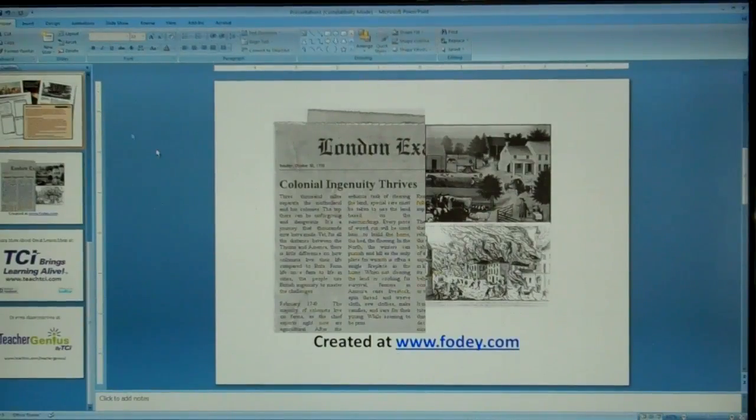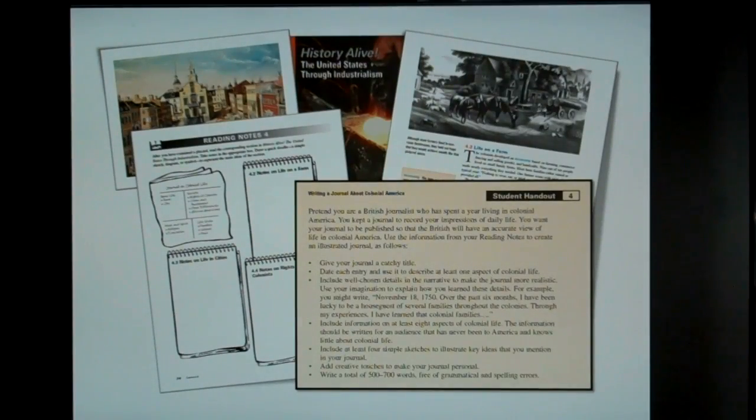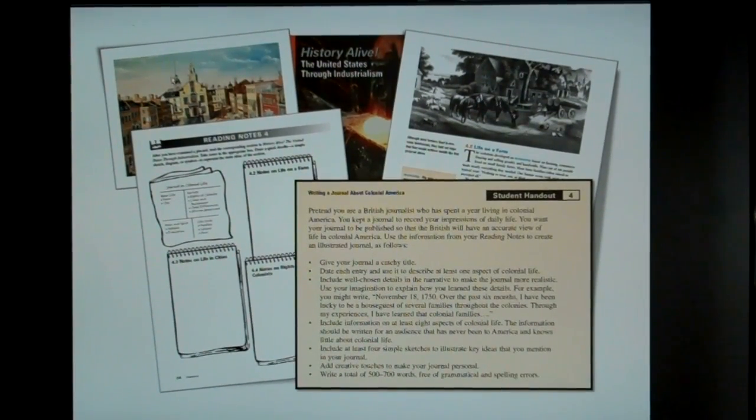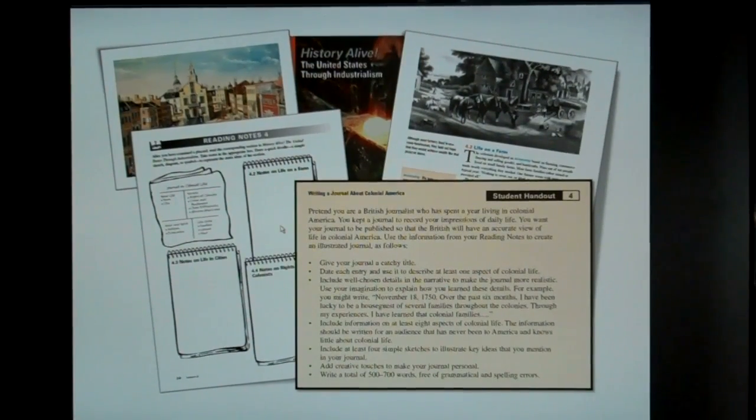In our program, History Alive, the United States Through Industrialism, we challenged the students to pretend as if they were a British journalist traveling the colonies to learn about life in North America. And they are given a series of placards that are like this up here that they analyze, and they'll read a section of text, and they'll jot down some notes, things that they will use later on in an article that they would be writing for their newspaper.